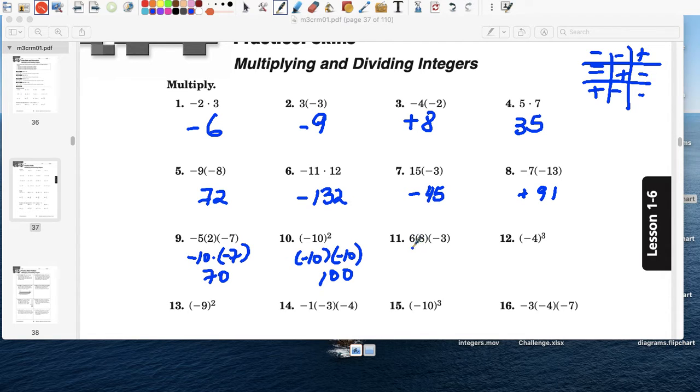Positive, well, 6 times 8 is 48. Times negative 3. 48 times negative 3. Well, positive times a negative is a negative. 3 times 8 is 24. This is going to give us 144.